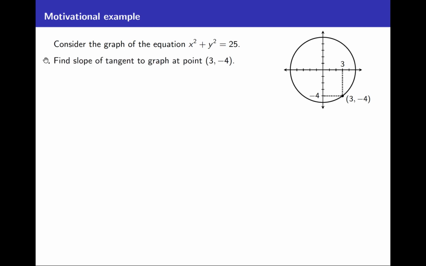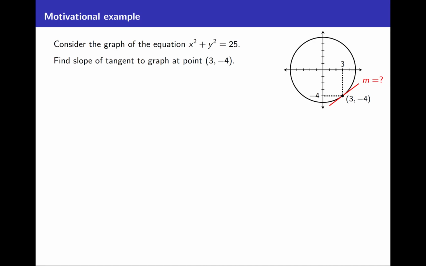The question we're concerned with here, in this example, is to find the slope of the tangent to the graph at this point, (3, -4). So right here at this point, there's a tangent line, and the question is, what is its slope?